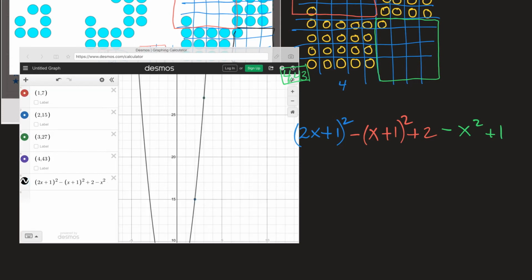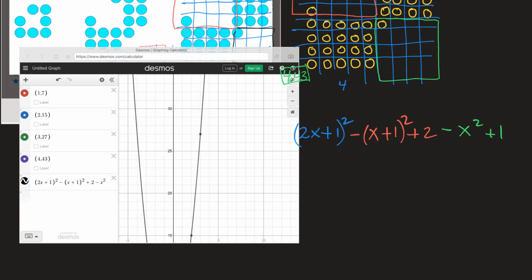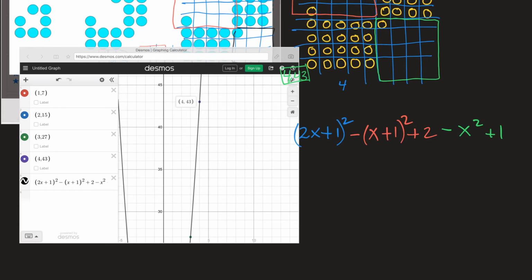It goes right through all my dots perfectly. And then there should be one more. Yeah, right there, 4 and 43. Done. So that is that.